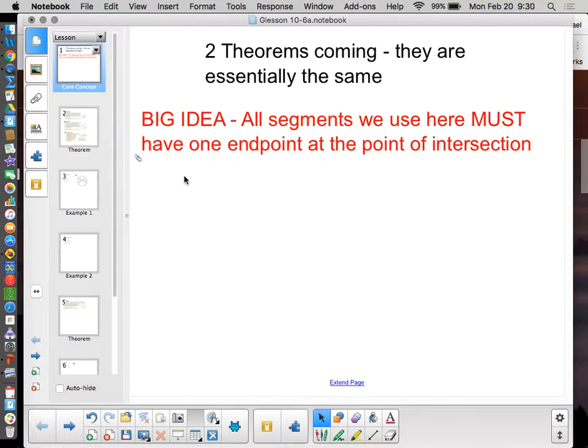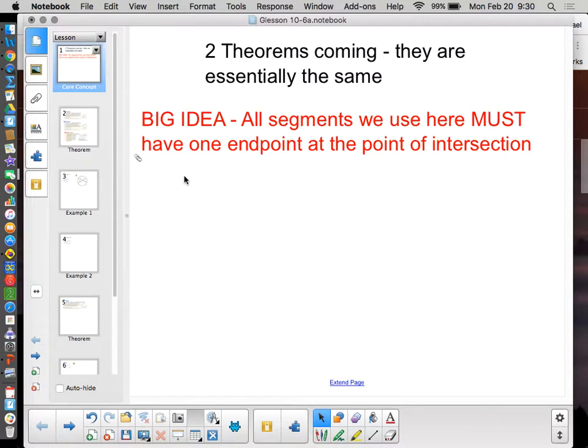Chapter 10, Section 6 has two big theorems in it, which really are the same thing. And it all centers around one big idea here. We're going to be measuring the lengths of segments in circles now, instead of the angles. We've been working with the angles, and now we're switching to segment length. So that's a pretty big switch.